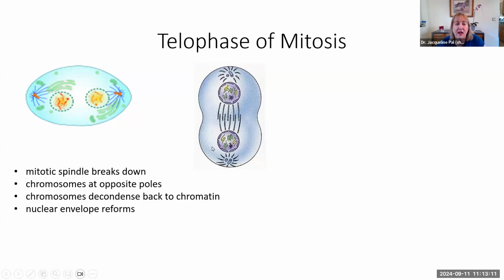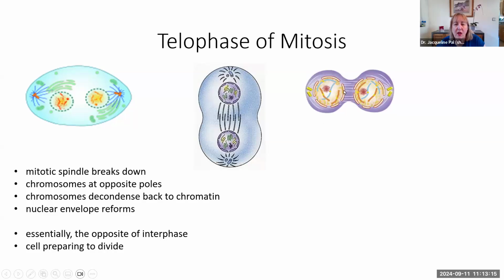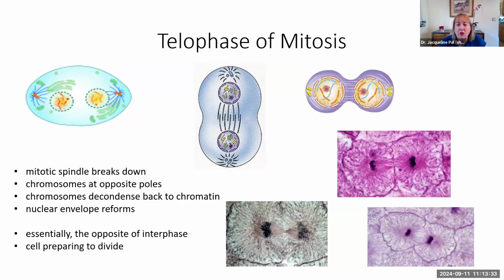At the same time, the nuclear envelope is going to start reforming. So basically, this is going to be the opposite of prophase, and the cell is preparing to divide. And sometimes you can see a little bit of narrowing, which is a different process, which we're going to talk about shortly. So here are three photomicrographs.